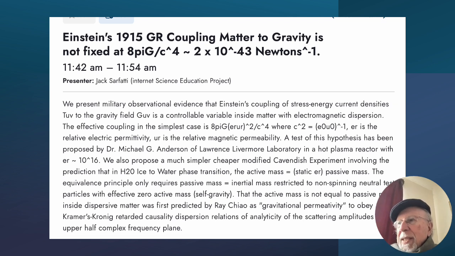We also propose a much simpler, cheaper, modified Cavendish experiment involving the prediction that in water, if we start with large spheres of ice and let it slowly melt to water at room temperature, there will be a change in the active gravitational mass of the water, which can be tracked by noticing a predicted shift in the angle theta, the angular separation of the pair of large masses from the small mass.